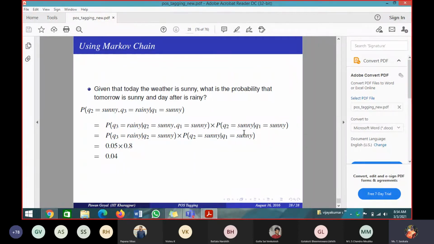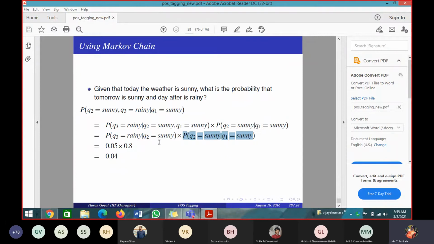So like this you have to write the steps, and from the table, given today is sunny, tomorrow is sunny, what is the probability? From the table, how has it to be interpreted? P of Q2 sunny given Q1 sunny means how do you interpret it? Given today is sunny, tomorrow is also sunny. Yes. So Q1, Q2 are the variables representing today and tomorrow, and Q3 is day after tomorrow. So today is sunny and tomorrow is sunny is 0.8.